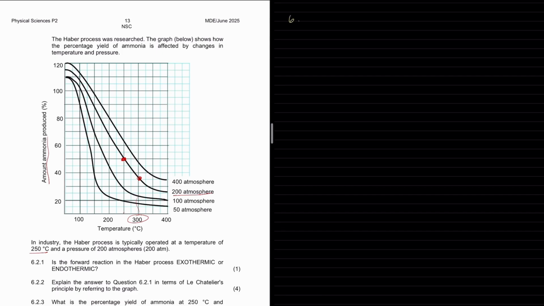6.2.2, explain the answer. So, okay. So we'll say, from the graph, we can see that an increase in temperature resulted in less NH3 being produced. That must mean that the delta H for the reaction must be less than 0.